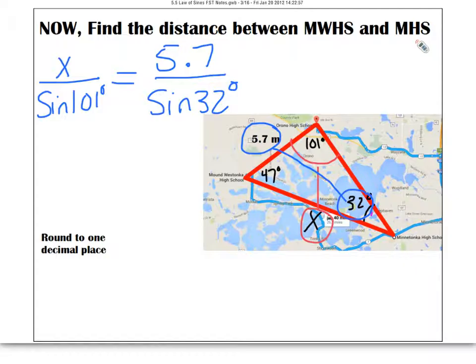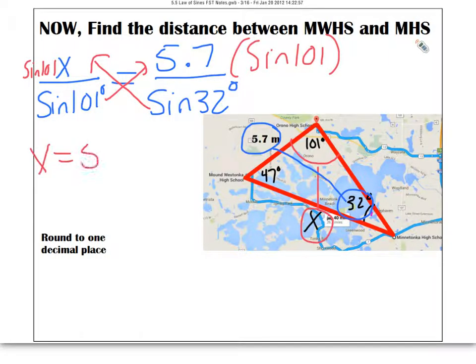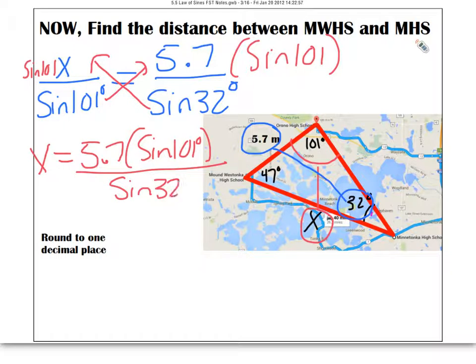Now to solve this, there's two different ways you can do it. You can either do cross multiplication, which means everything on the bottom here goes up, and this bottom here goes up there. Or you could really just do one step. All we really have to do is get x by itself. So here x is being divided by the sine of 101. To get rid of the sine of 101, all you really have to do is multiply this side by the sine of 101, and then multiply this side by the sine of 101. So then we'll have x equals 5.7 times the sine of 101 degrees. Take that answer and divide it by the sine of 32 degrees.